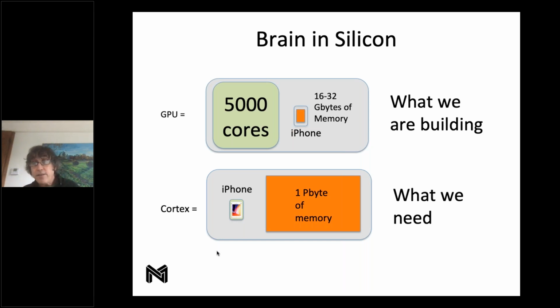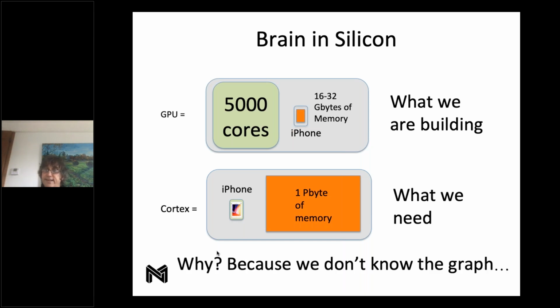So a cell phone of compute on a petabyte of memory is what we need, and what we're building is essentially the wrong thing, the exact opposite of what we need. And even if I'm wrong by a couple of orders of magnitude, it's still the same story. We aren't building what we need if what we want to mimic is the way our brain does things.